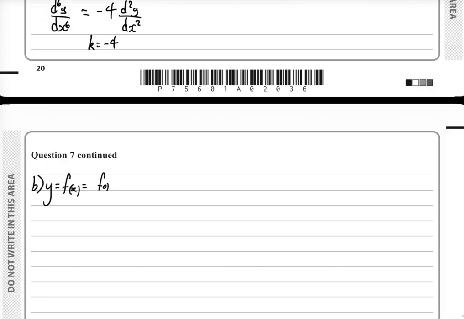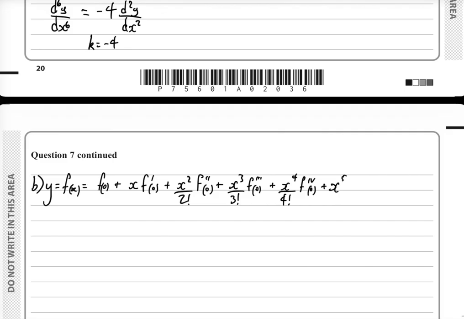So that's f of 0 plus x f prime 0 plus x squared over 2 plus x cubed over 3 factorial plus x to the 4 over 4 factorial. If I can switch to Roman numerals, I hope that doesn't confuse anyone. And power 6.